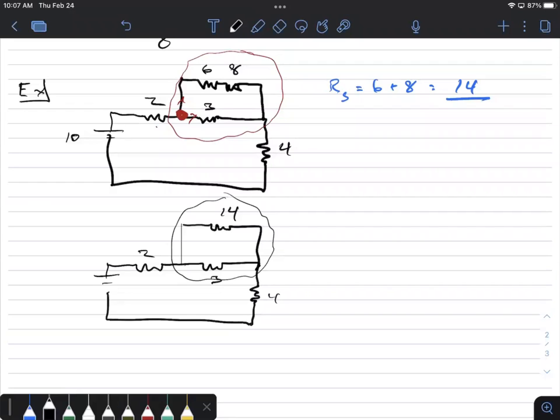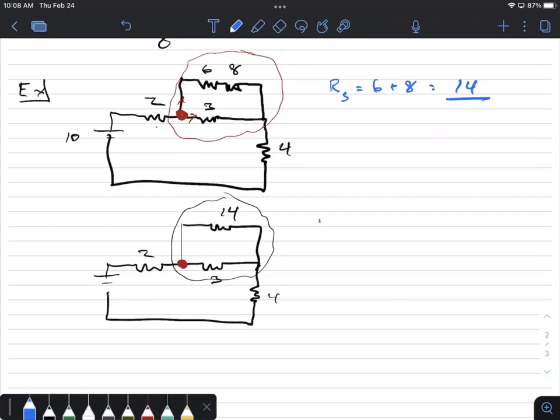How do I know? Well, current hits this node sitting here, and it'll either go to the 3 or it'll go to the 14. And each branch just has the 1 resistor, right? There's no complicated bit of stuff on each branch. It's just 1 resistor on one branch, 1 resistor on the other. Thus, they're in parallel. So I could do the parallel thing.